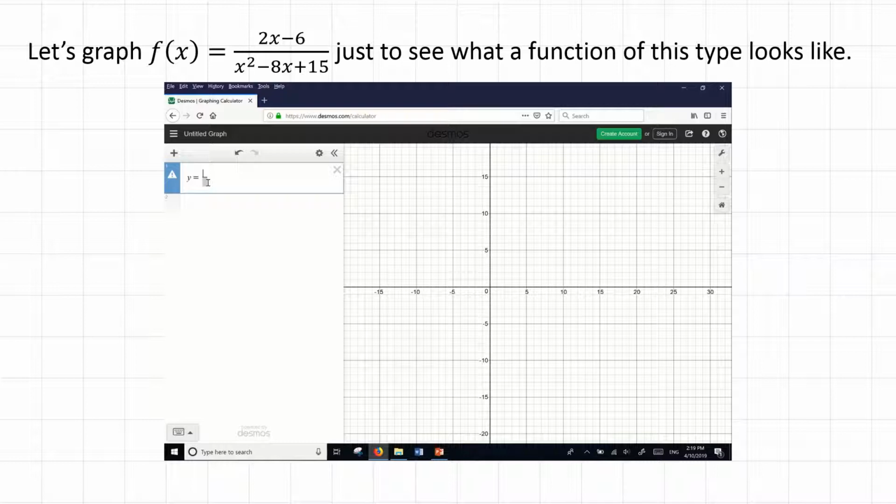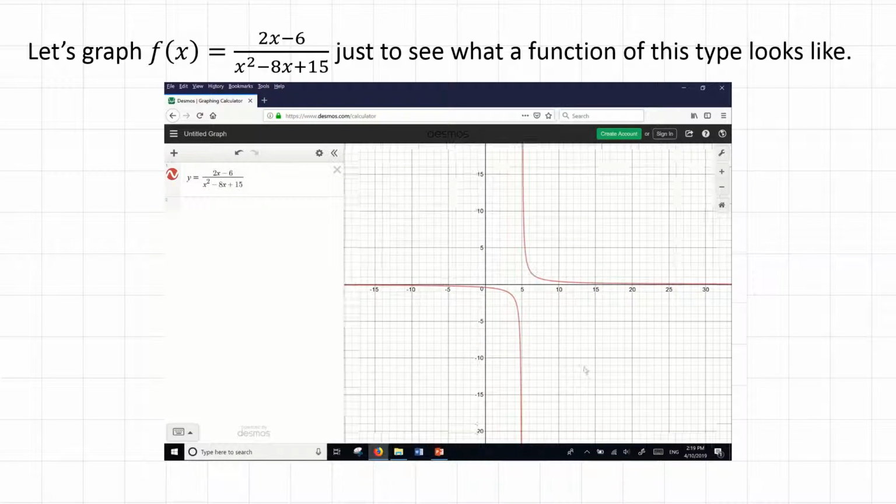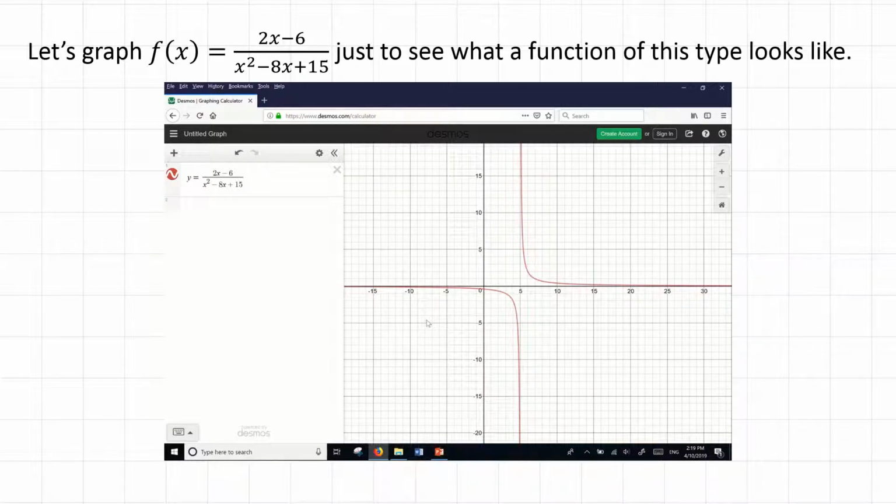And now I can fill in the top, which is 2x minus 6, and the bottom, which is x squared. And to do a square, I press Shift 6, which is that little hat symbol, and add my exponent, minus 8x plus 15. So now I have a graph of the function that we've been exploring in this example. And Desmos is really nice. You can click anywhere on the graph and look at what the different values are.